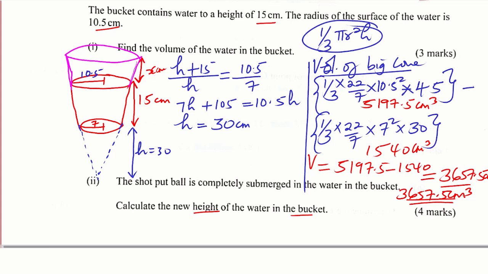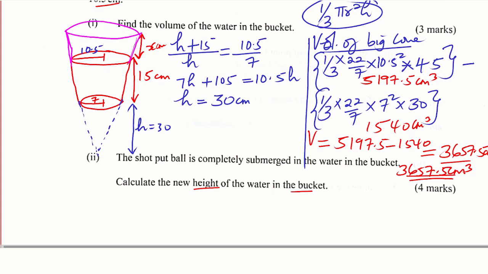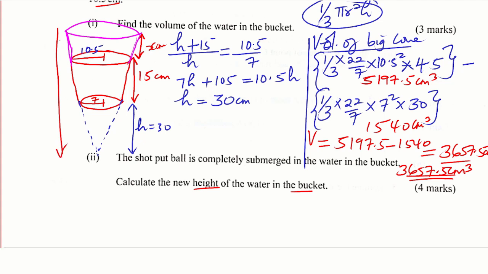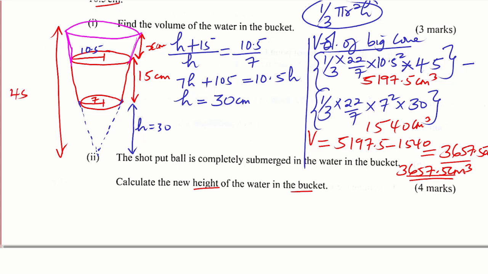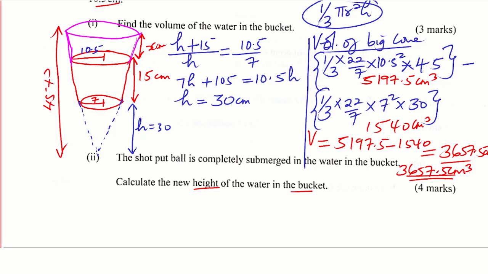X is the rise. Now, to do this again, we shall be required to use similarity, and this time around you're going to consider one cone that runs all the way, the big cone, the whole of this cone, whose height is going to be 45, since you have 30 plus 15, so this will be 45 plus x. So that will be the height of the big cone.